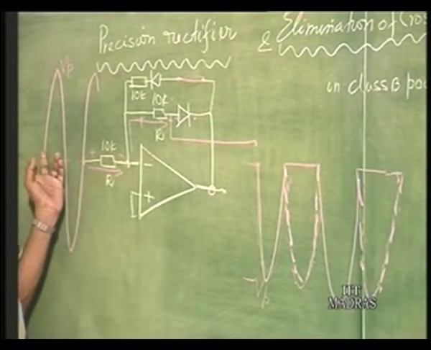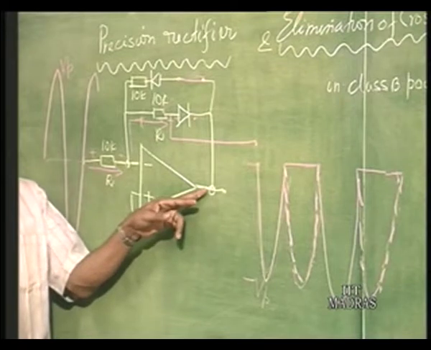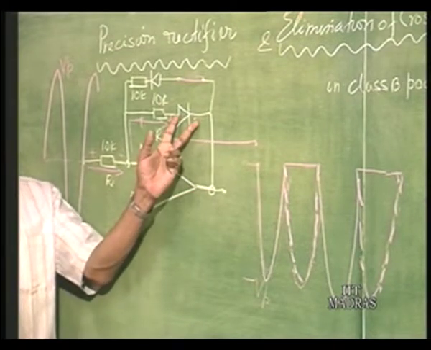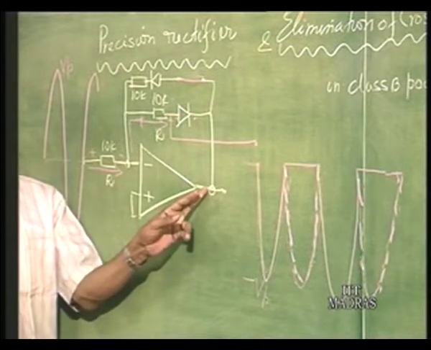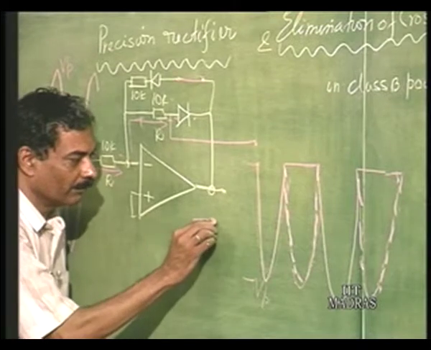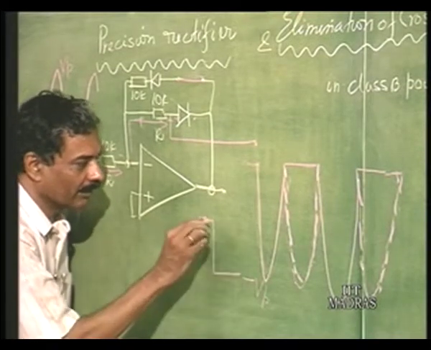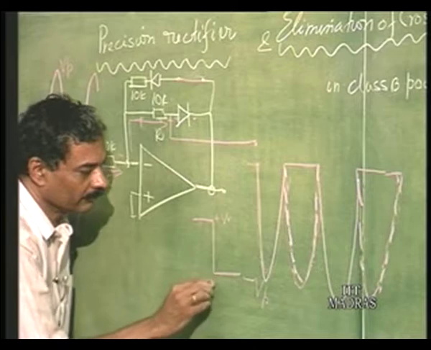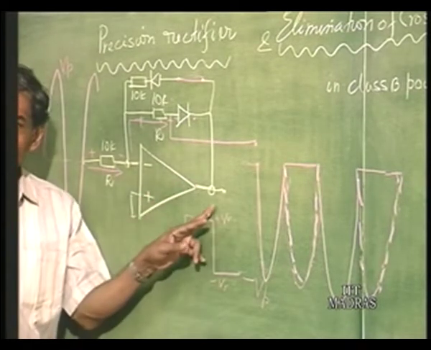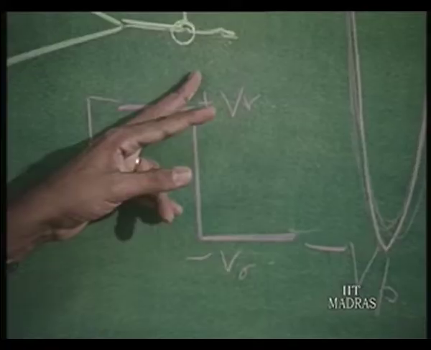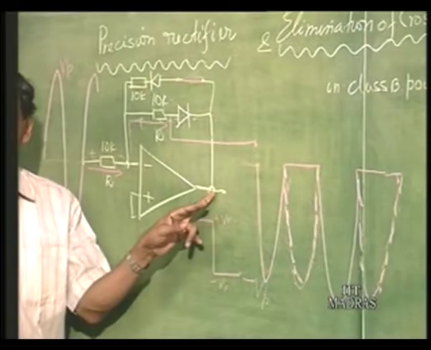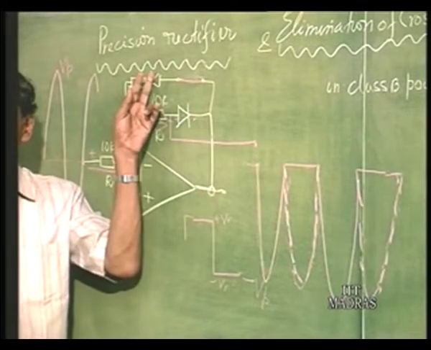As soon as this goes positive, this will try to go to negative saturation. So, the diode conducts as soon as this voltage goes to minus V gamma. So, this actually voltage jumps from plus V gamma to minus V gamma. You will see this waveform also, okay. So, the op amp comes into picture, jumps to plus V gamma and minus V gamma respectively, so as to make these diodes conduct, okay.